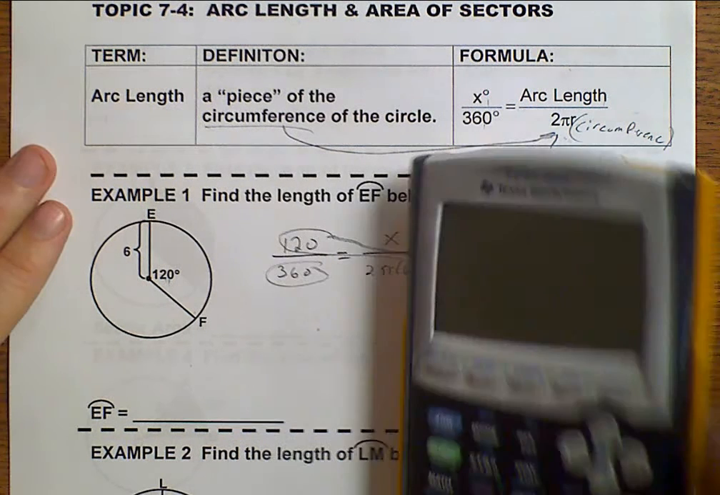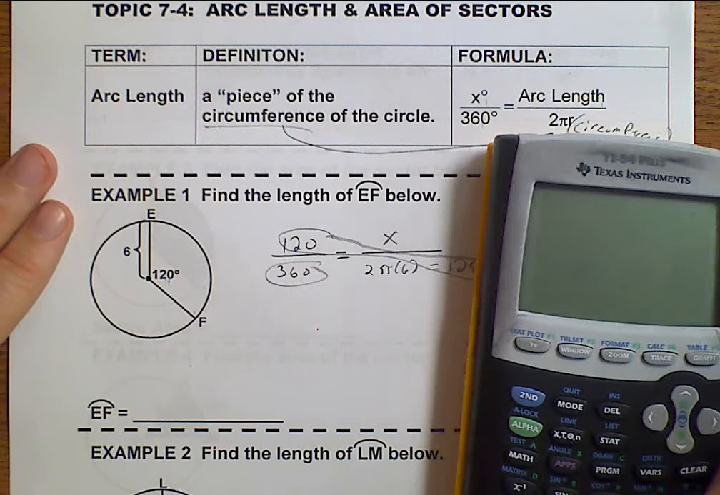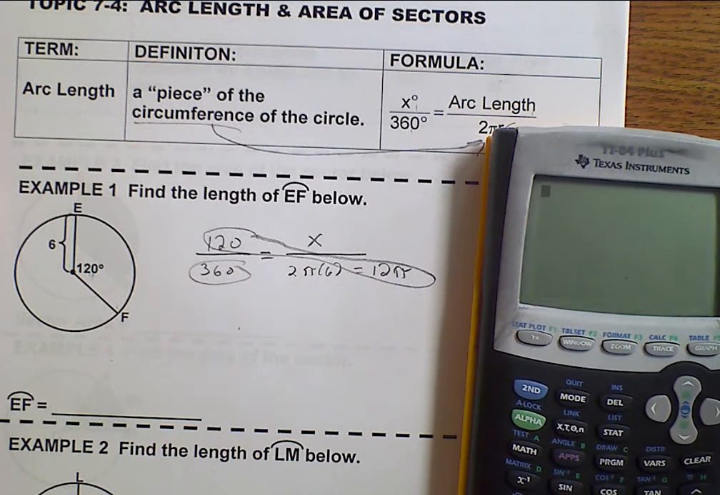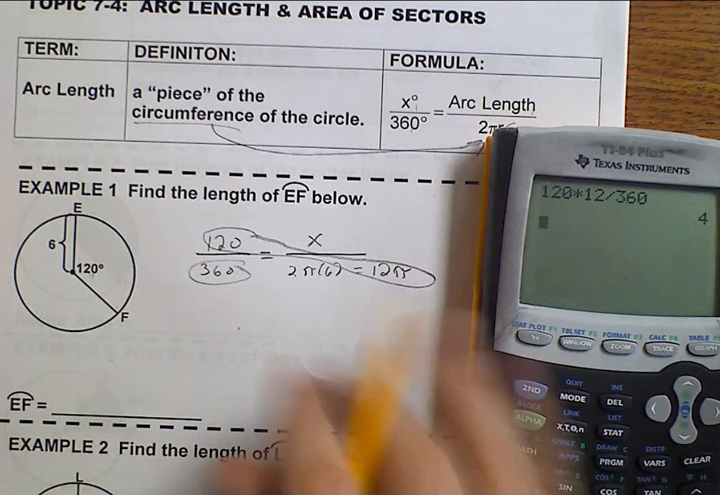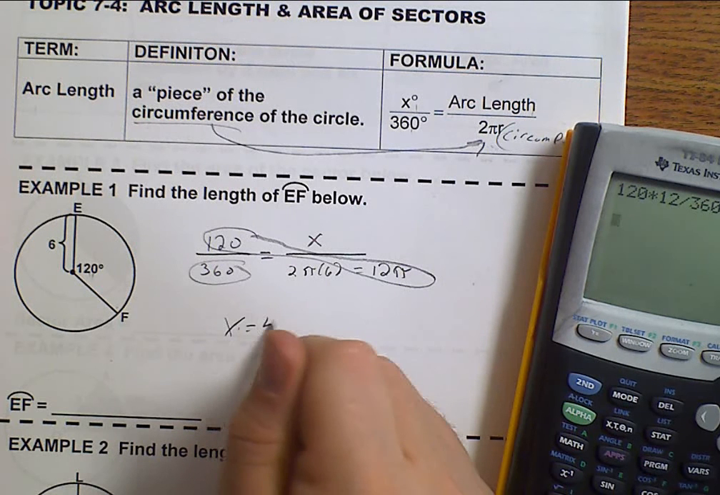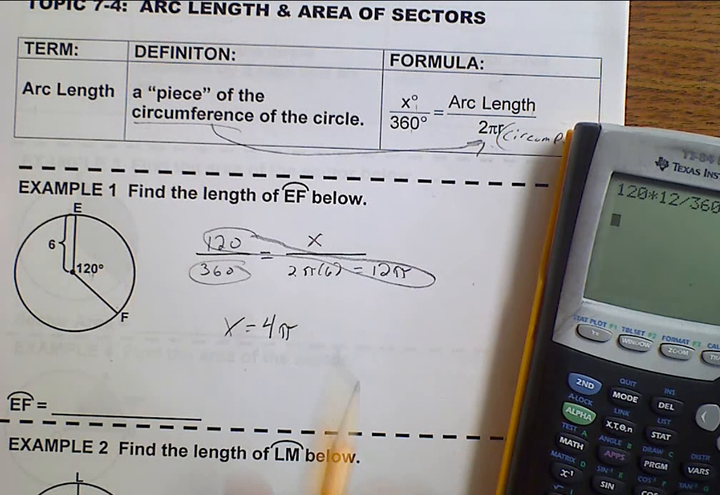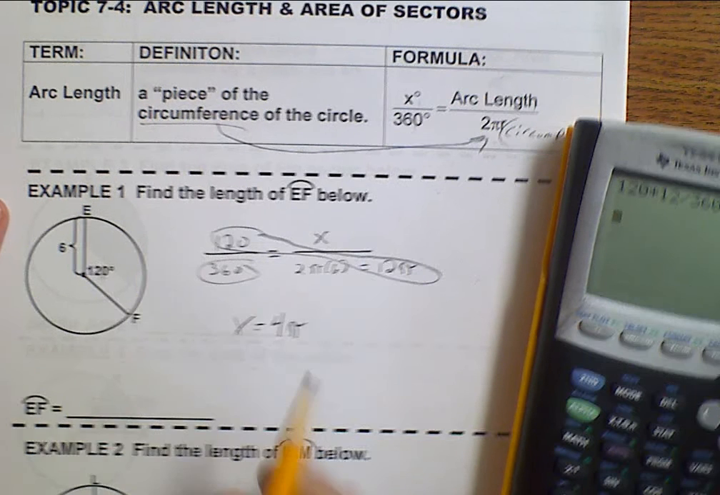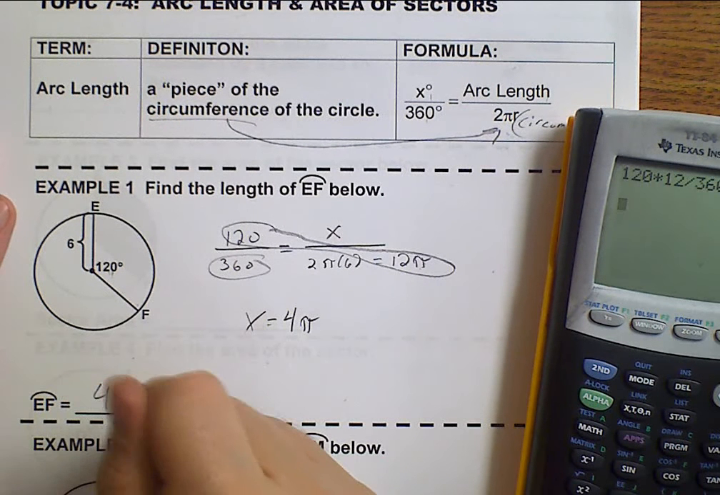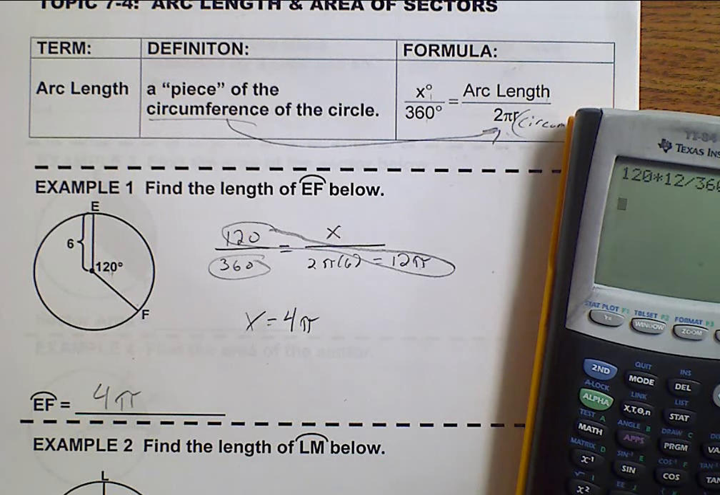So in my calculator, I do 120 times 12 divided by 360, and I get 4 pi because of the pi here. So EF is 4 pi. And we're just going to leave these in exact terms. Let's go ahead and look at example number 2.